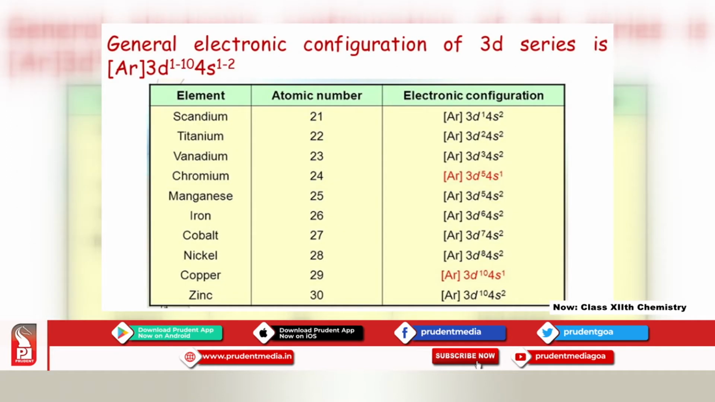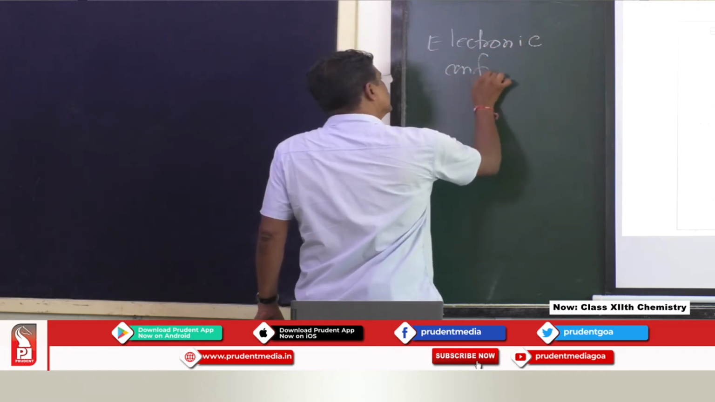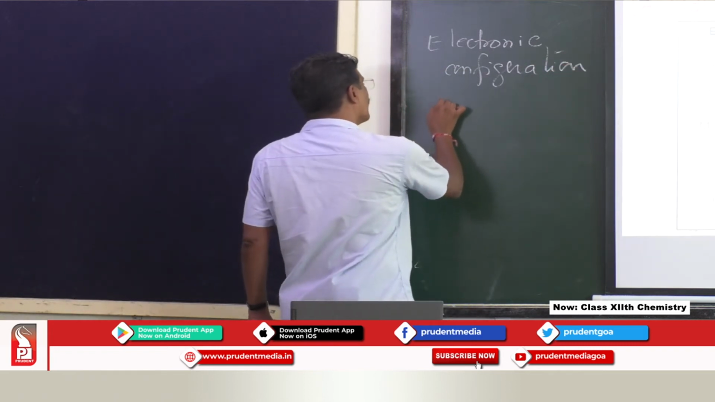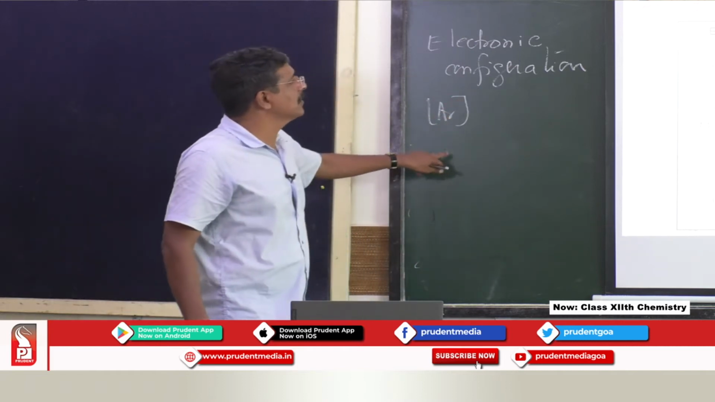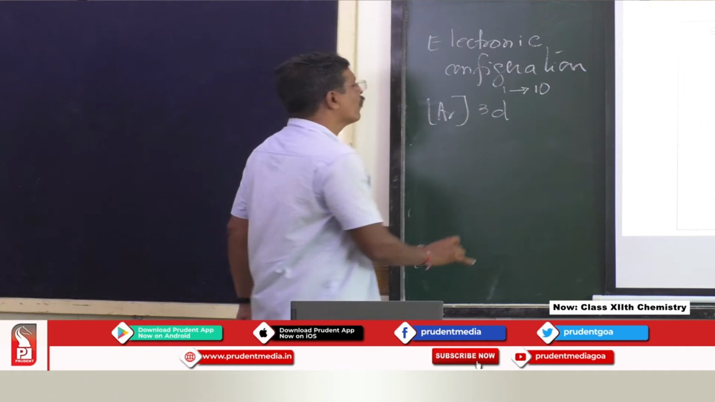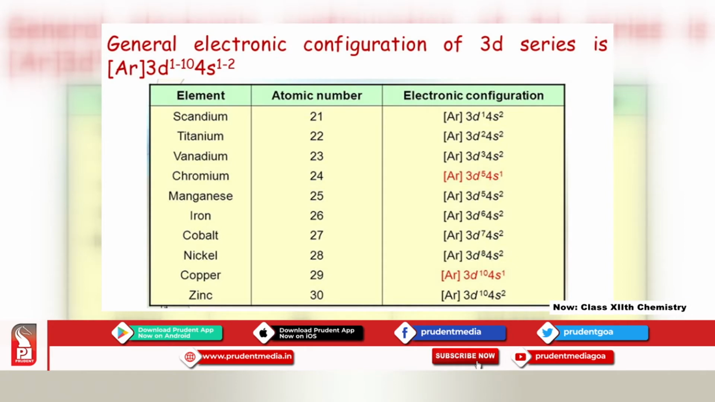Let us see the general electronic configuration. The general electronic configuration of the 3d series is very simple. See, I have taken here in general argon, whose atomic number is 18. Then comes 3d, which can fill from 1 to 10 electrons, and then 4s, which can take 1 to 2 electrons. See the case of scandium. Scandium atomic number is 21. Here it shows argon 3d1 4s2. Then comes titanium, whose atomic number is 22, it is argon, same, 3d1 will become 3d2.